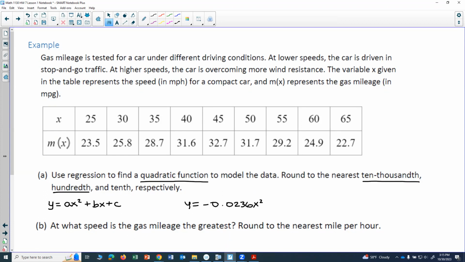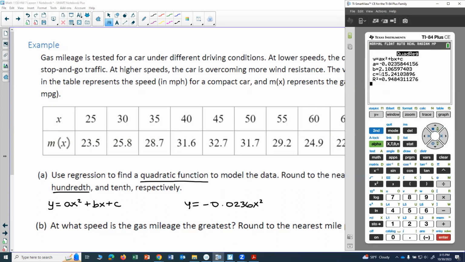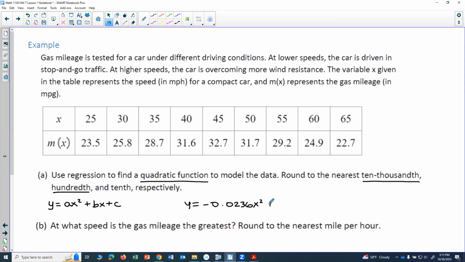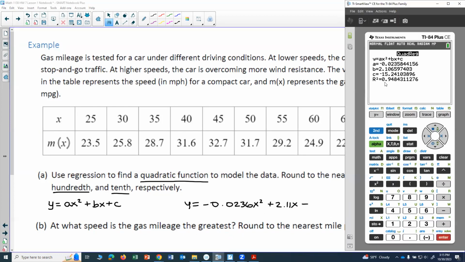So let me come back to my calculator here. I'll have 2.11, and it's a positive, so I'll do plus 2.11x. And then the next one is the nearest 10th. So if I come to my calculator, I get C is minus 15.2.